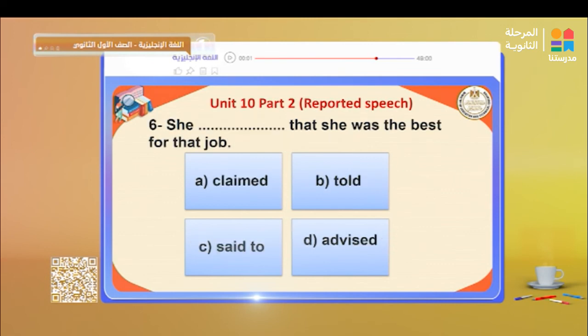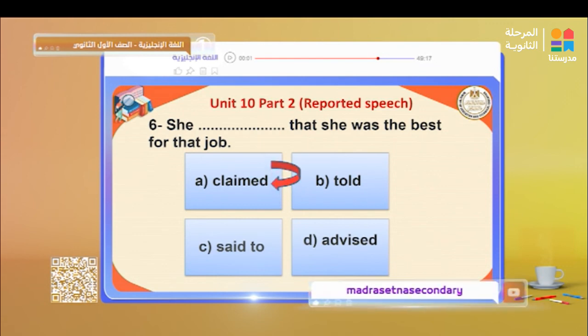Question number 6. She said she was the best for the job. She claimed, told, said to, advised. Of course, here, if I say she said to, we must say she said to us. If I say she told, we must say she told us. And again, advised us. But she claimed. Claim doesn't take any object pronoun. So we say she claimed that she was the best for the job.